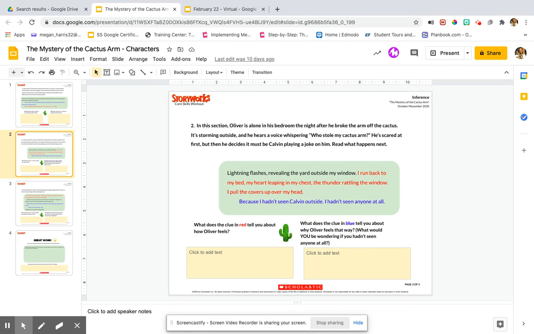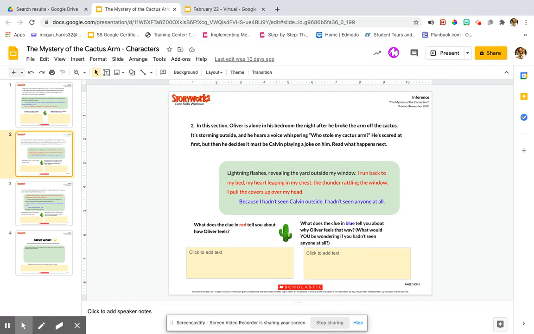Well, here we have a lot of clues about Oliver's actions. We can see what he's done, and we can make inferences about how that means he feels. So what does he do? He runs back to his bed. What's his heart doing? Leaping, beating in his chest. Thunder is shaking the windows, and he pulls the covers over his head. What do we know about someone who runs to bed, whose heart is pounding, and who pulls the covers over their head, especially during a thunderstorm? How is he probably feeling? He's probably scared. He is probably terrified. All of those clues give us a link to someone who is scared.